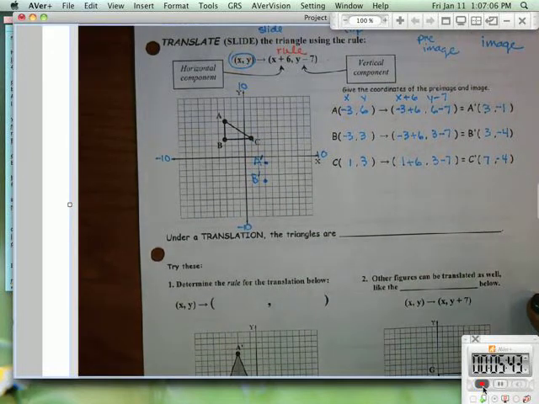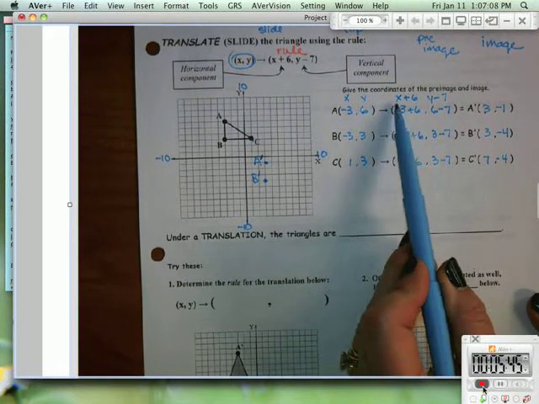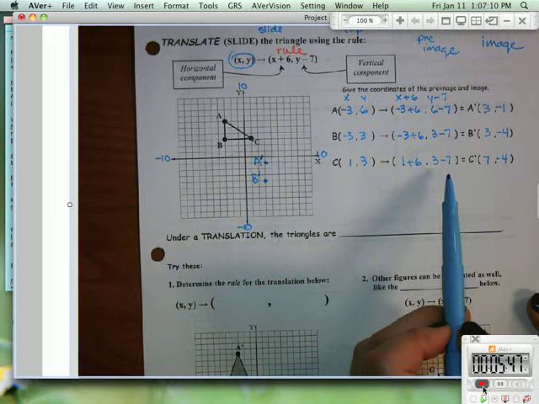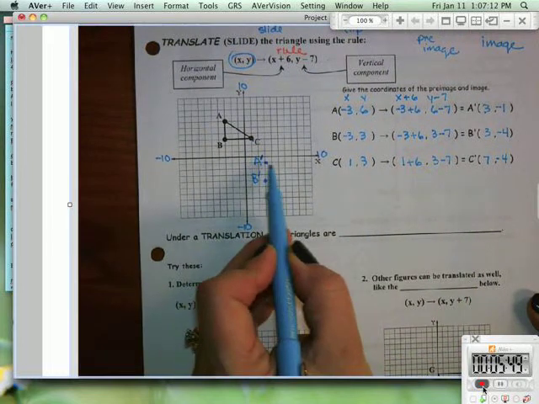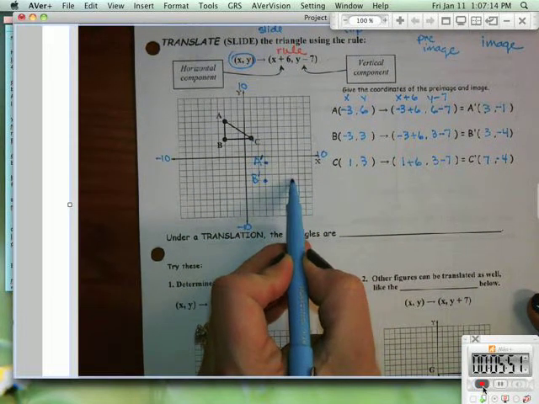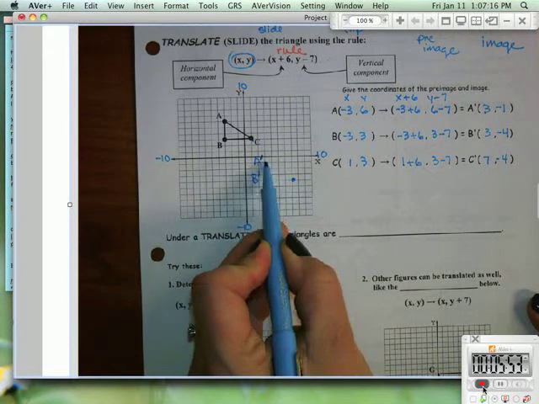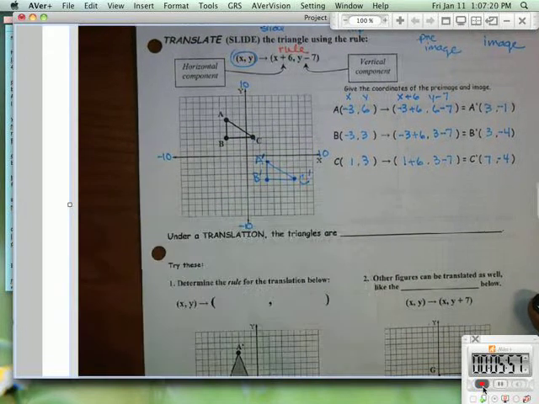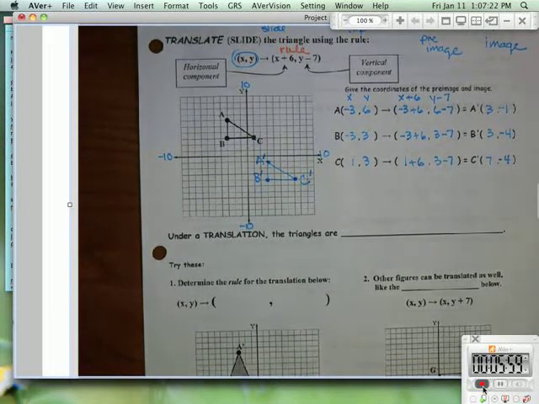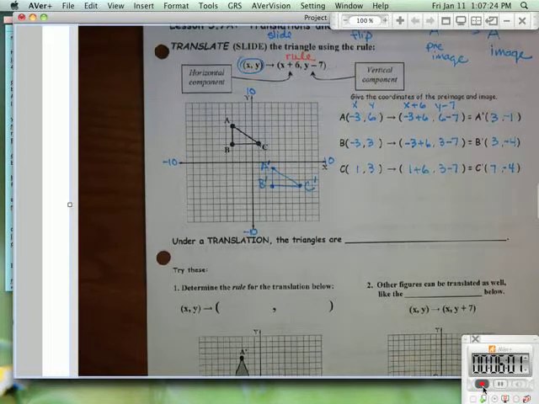So for every single point, I shift it to the right 6 and down 7. So over 7, down 4. Yeah, and look at that. It looks just like the original. We just shifted it according to the rule that they gave me. Pretty easy.